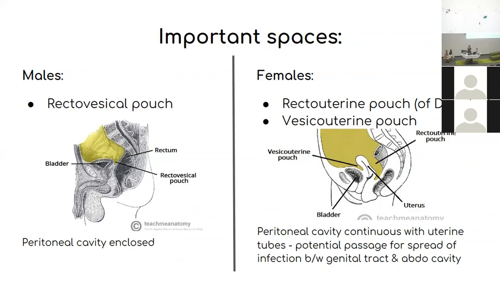So we have the three organs now, so there's two potential spaces where it can collect, but the rectouterine pouch, also known as the pouch of Douglas, is kind of the most inferior space, so that's where your fluid's more likely to collect, particularly in kind of ascites conditions. And it's important to know that there is a continuation between the female genital tract and the abdominal cavity. So if you have an infection in the female genital tract, then it can spread to the abdomen.